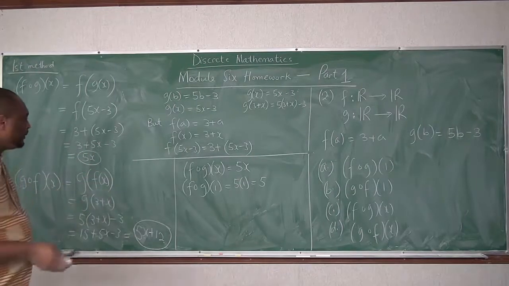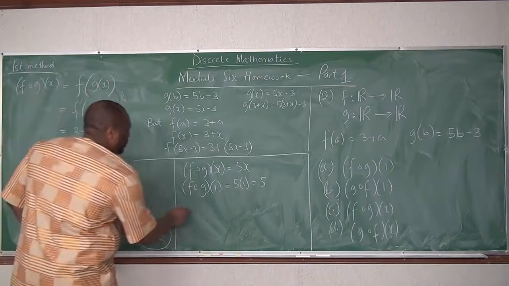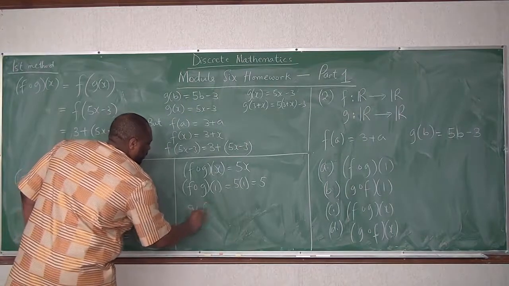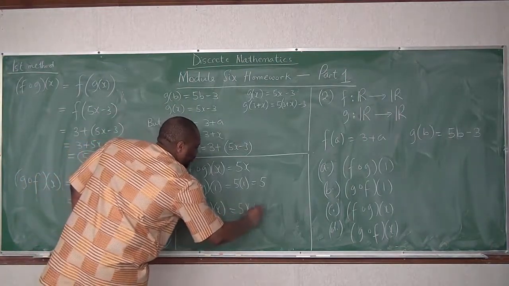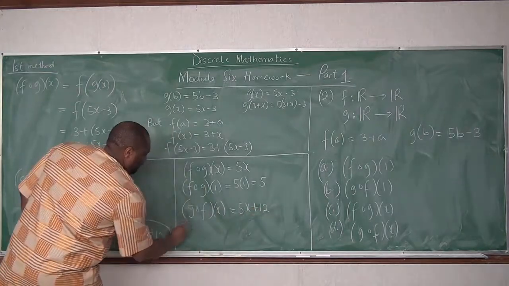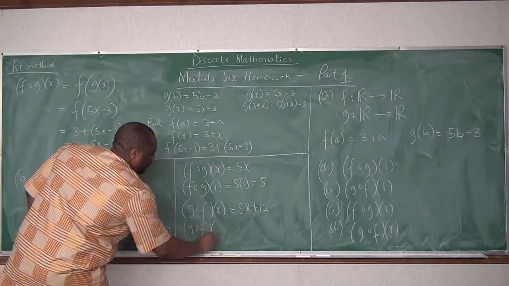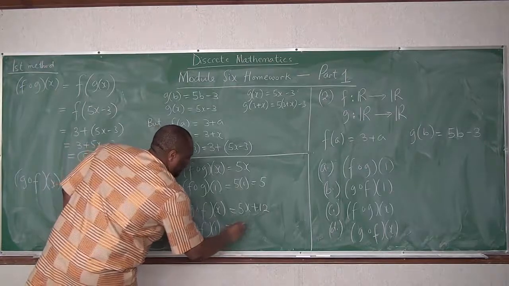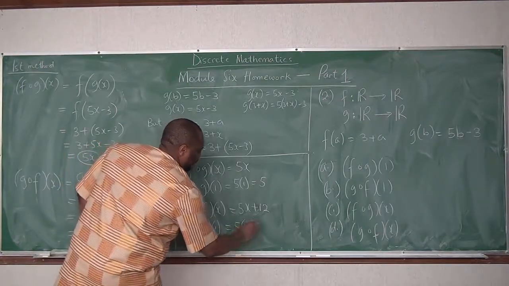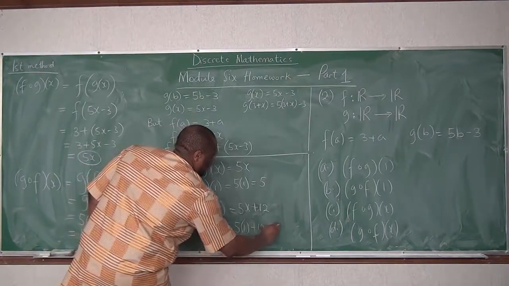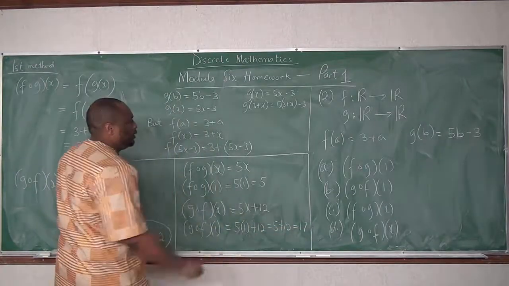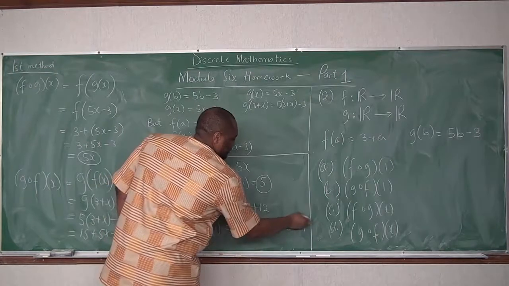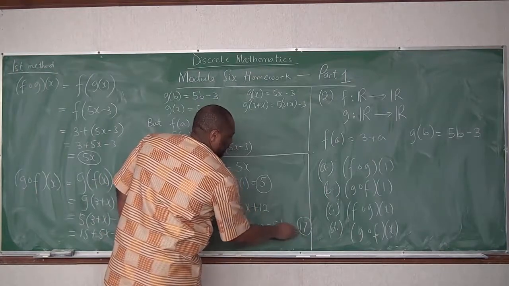Okay. Now the gof of x gave me 5x plus 12. So gof of 1 will be 5 times 1 plus 12. And that is 5 plus 12, and that is 17. So I have 5 and I have 17, and these are my answers.